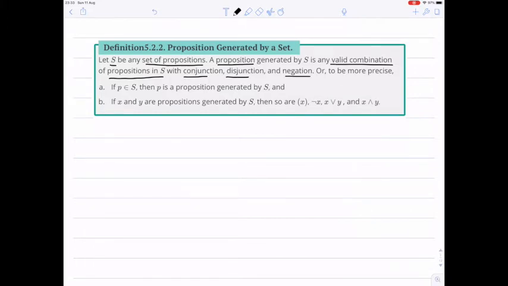Or to be more precise, if P is a proposition in our set of propositions, then we're going to say it is generated by our set S. And if X and Y are propositions generated by S, then so are not X, X or Y, and X and Y. And so we can start to build up more and more complicated propositions as we go along.